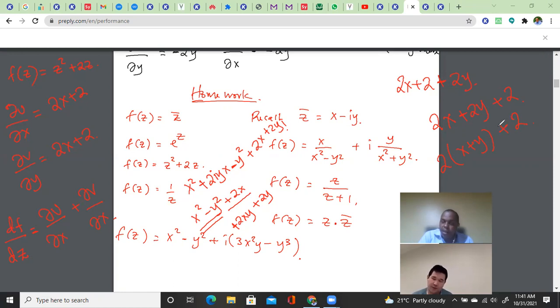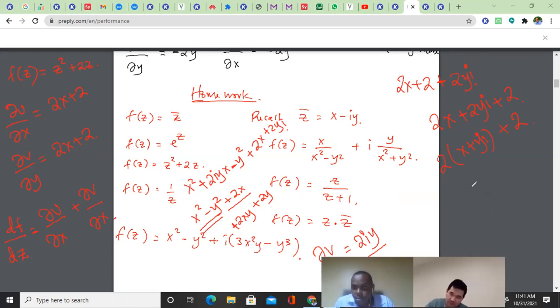Also, whenever you're finding the derivative, remember v has an i. The i has to come in. dv dx is going to be 2iy, not 2y. You take your i with you when you're finding the derivative. Which is going to be 2x plus iy plus 2, which is the same as 2z plus 2. That's the derivative.